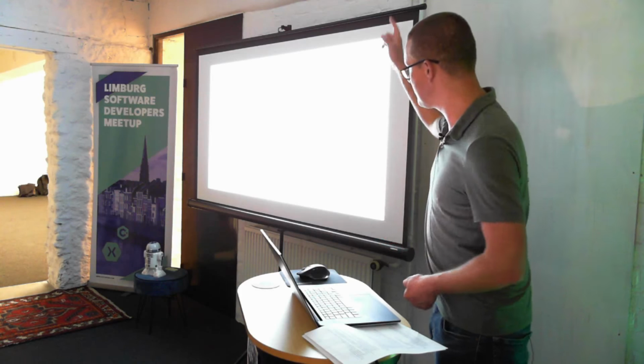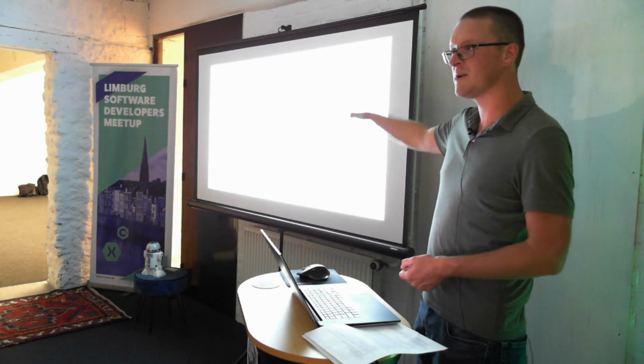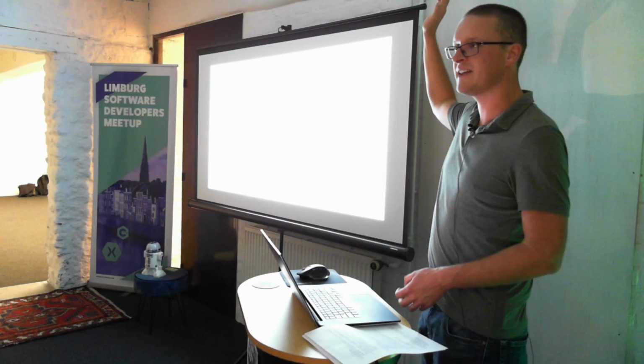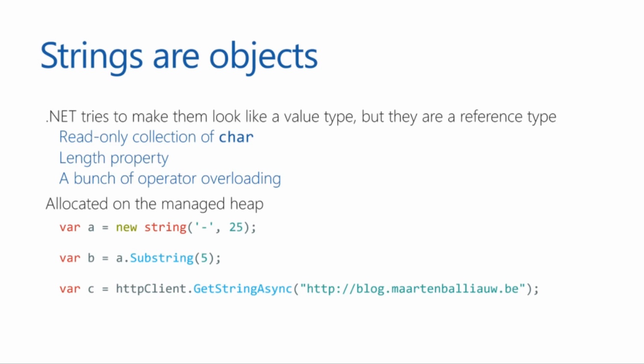That means if you create a new string using the constructor, anyone ever did that? For things like dividers in console applications, it actually makes a lot of sense because this is a nice string of 25 dashes there, so nice free tip. There you go. So that allocates a string.